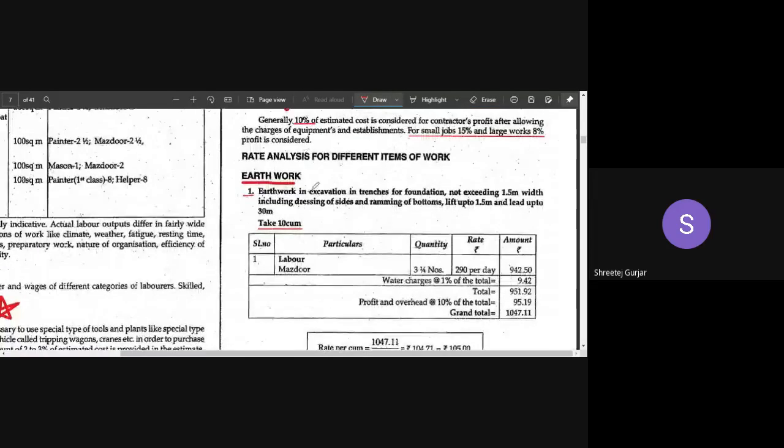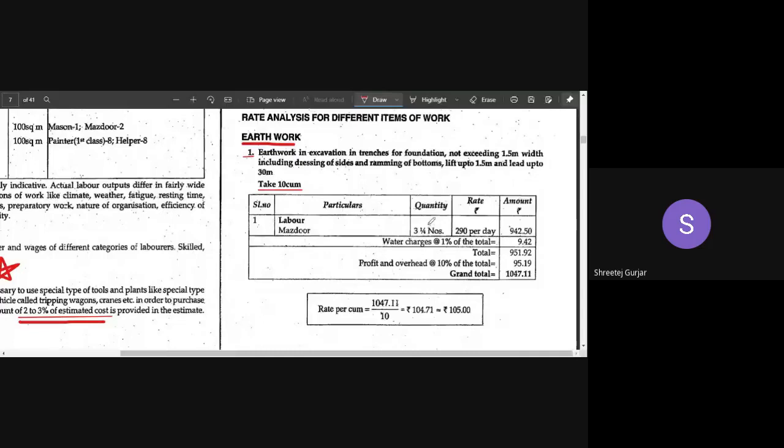The main thing is you have to remember the number of labors required and their rate. What are the types of labor required? What is the quantity of labors required and their rate? Their daily wages. You have to remember only type, quantity, rate. It is very difficult to remember all these things, because you have to remember them for each item of work: the type of labor, quantity of labor, then the rate of each labor.